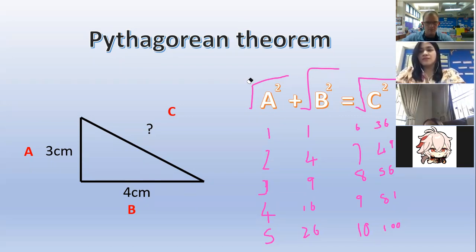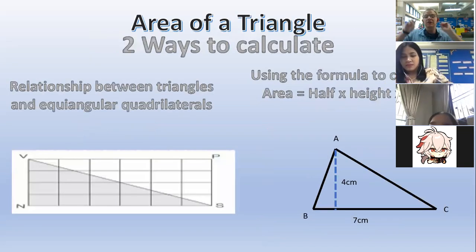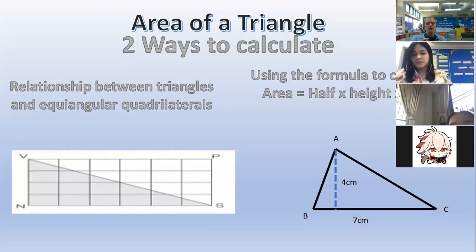Okay. But today we're going to look at not the perimeter anymore, but the inside of the triangle, the area of the triangle. Now, the area of the triangle has two ways of calculating it. One, we have a relationship between triangles and the equiangular quadrilaterals. Plus, we can also use the formula, which is the area equals a half times height times base. Okay, so the first one is the relationship between the triangles and the equiangular quadrilaterals.